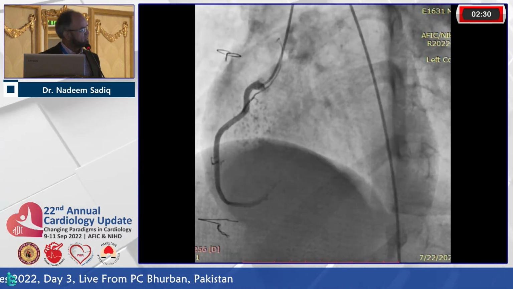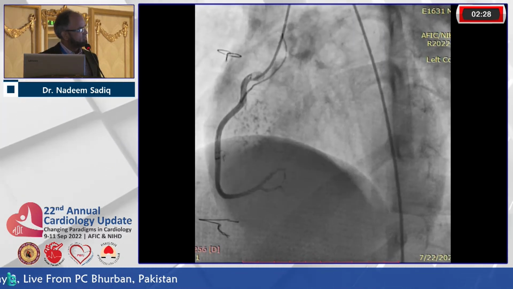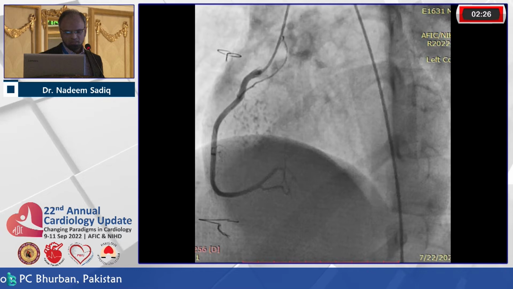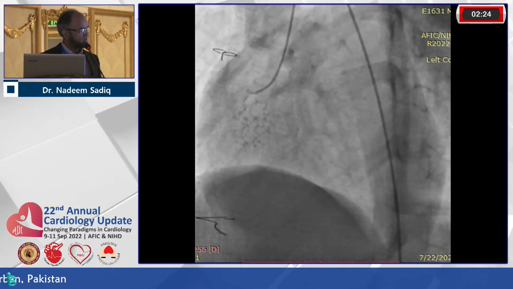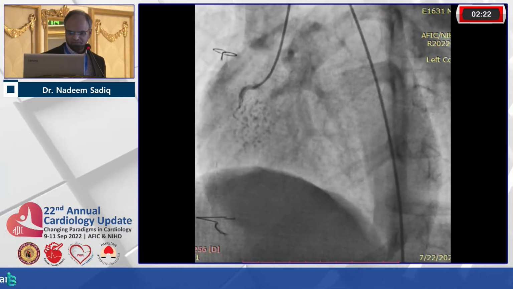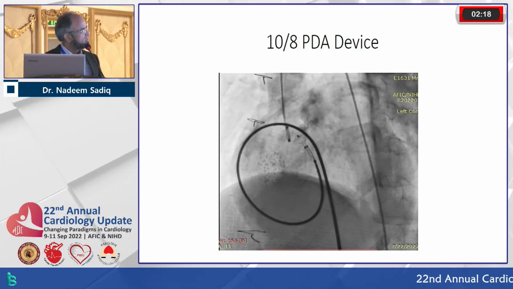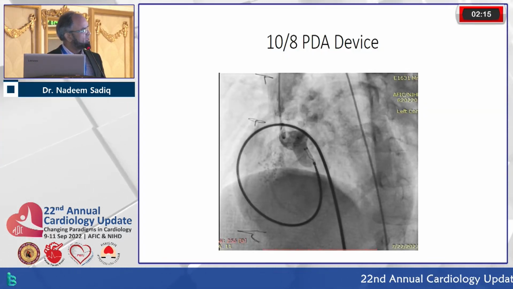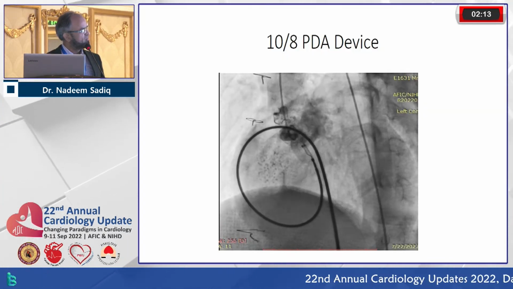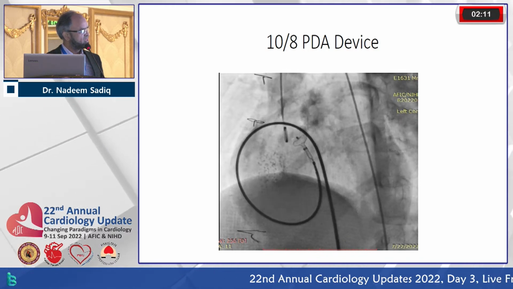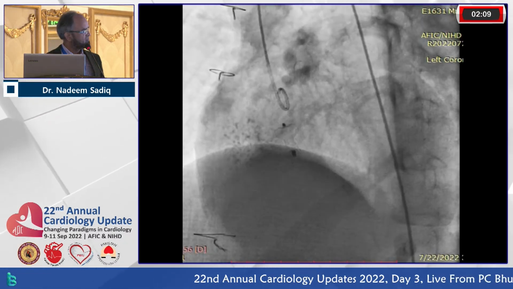So next, I gave the injection into the RCA region. It was fine. There was no fistula. So it was a ruptured sinus of Valsalva aneurysm into the RV cavity. So making an arteriovenous loop, the 10-8 millimeter PDA device was selected to close this defect.